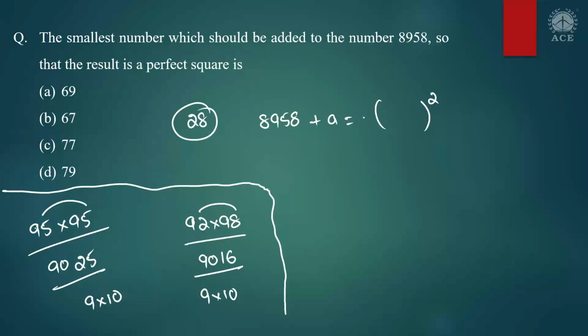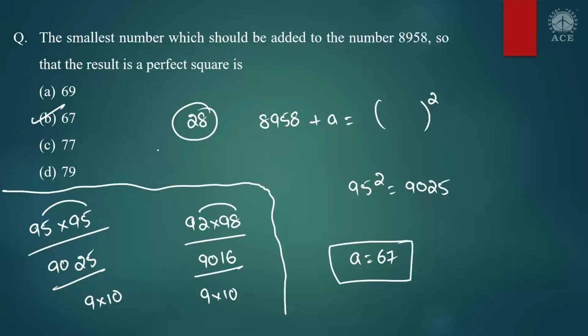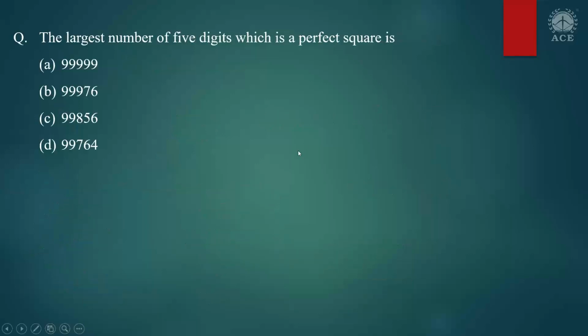But here, perfect square, right? So 95 square is 9,025. You already have 8,958, so 42 and 25, we got 67 to be added. 67 to be added so that it becomes a perfect square. A must be equal to 67 so that this result will become a perfect square. Clear?